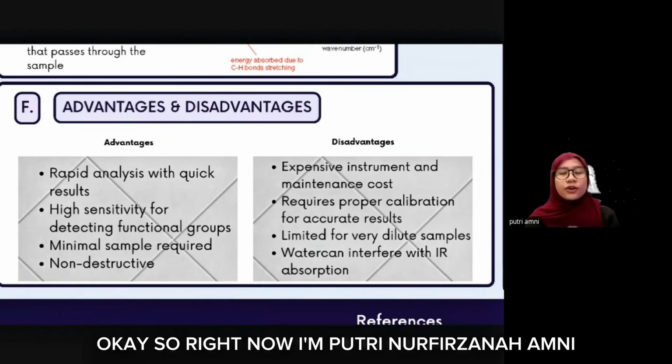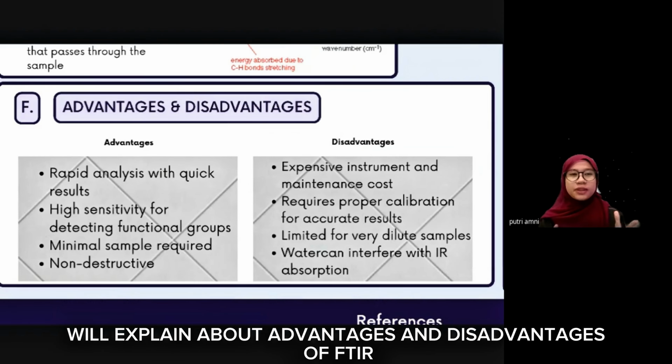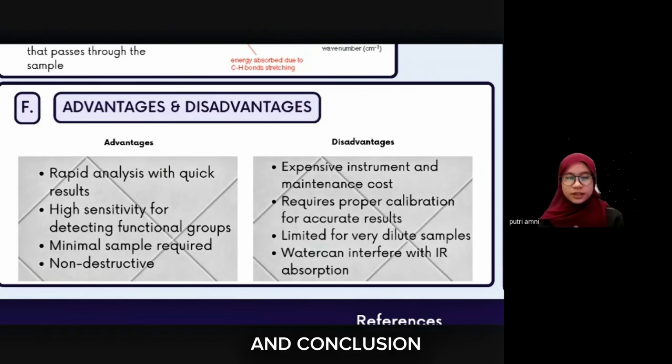That's all from me. Okay, so right now I'm Putri Nopizana Amni binti Mohd Faisal. We will explain about the advantages and disadvantages of FTIR and the conclusion.